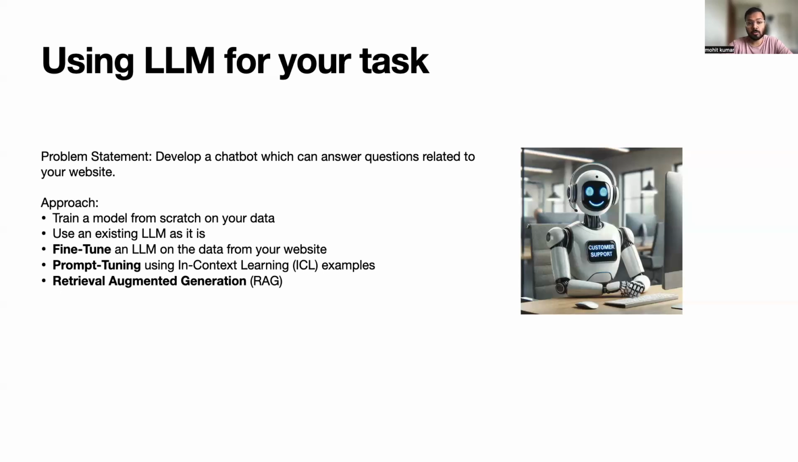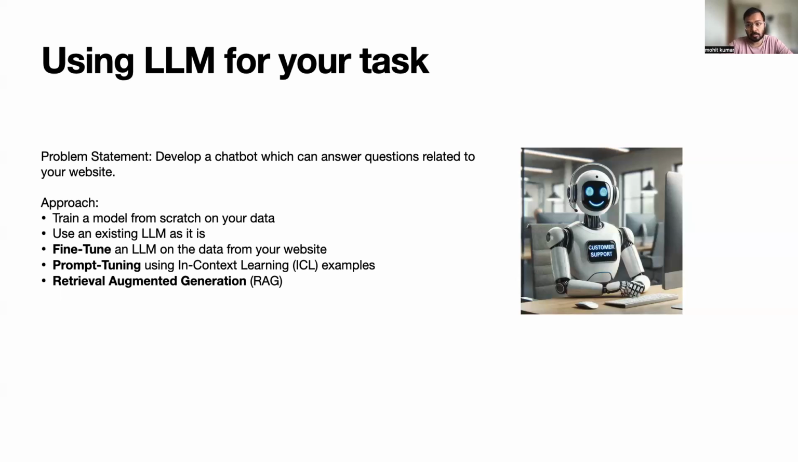Second option is you use an existing LLM as it is. So you just take the APIs of one of these LLMs and just give it the query and ask it to answer the question. The problem with that approach is that it might not be tuned to the data which is present on your website. So, for example, people asking questions very specific to your website might not get an answer, or it might even hallucinate to generate some random answer based on the training on the world data.